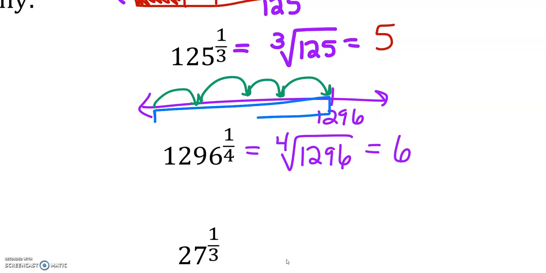What is, well, let's see. First, we'd have to be multiplying by 6 each time, right? To get to 1296. And what is 1/4 of the way there? Well, it's times 6, right? So it's 6.